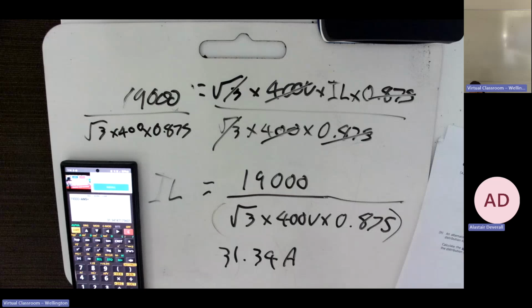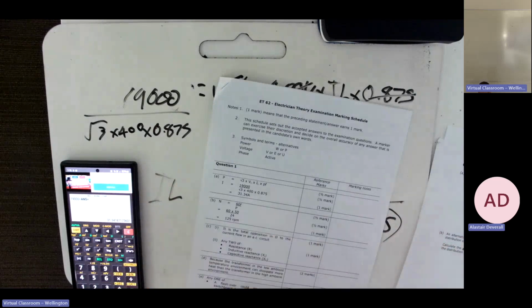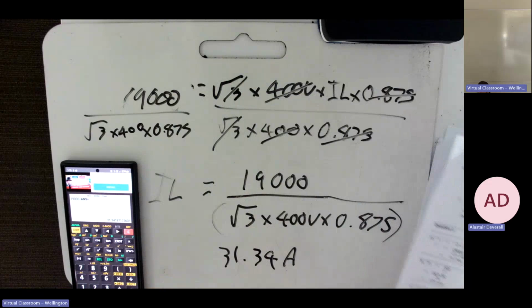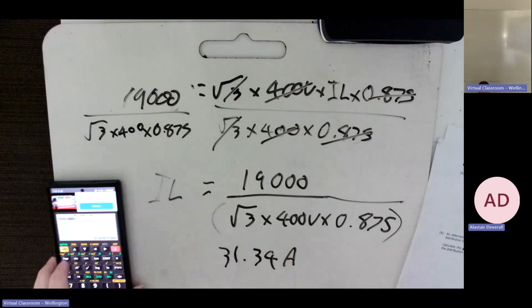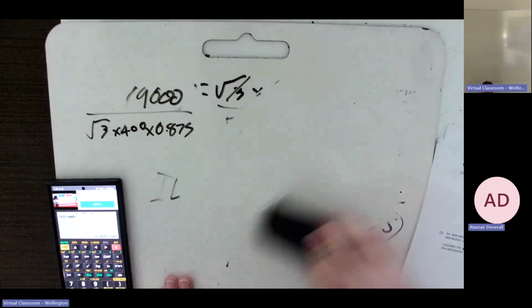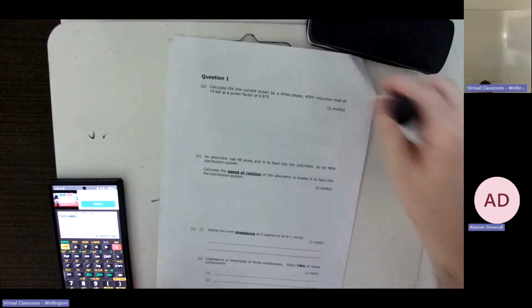Now, we look at our answer sheet for question 1. We have 31.34 amps, which agrees with what we have here. Now, we move on to question 1, part B. Question 1, part B is as follows.